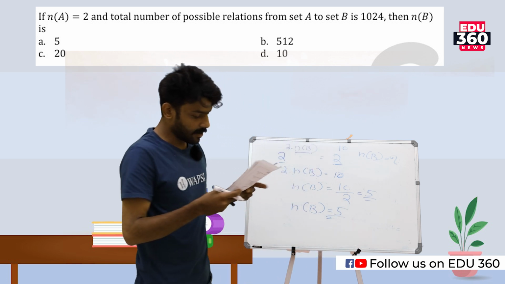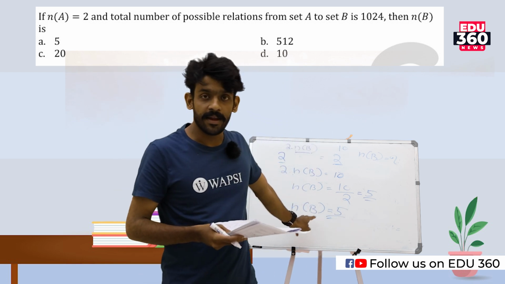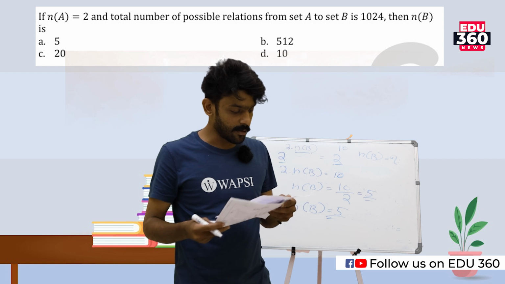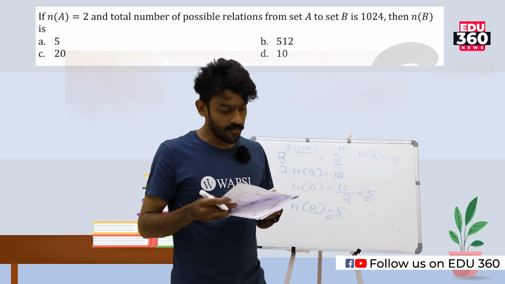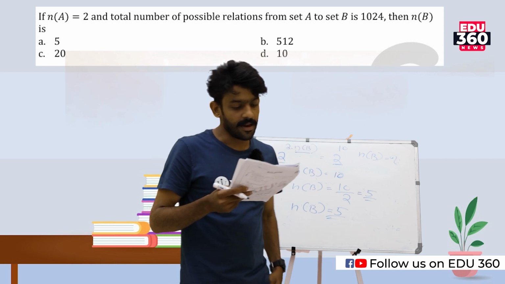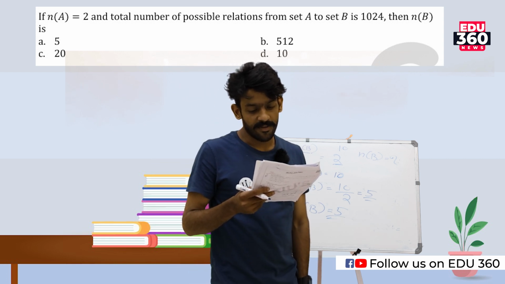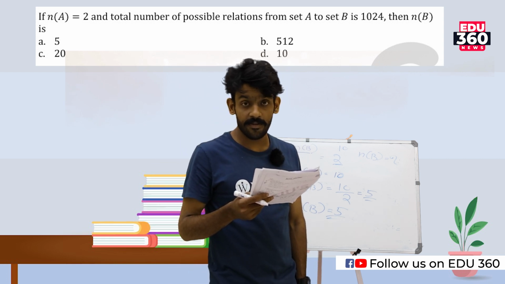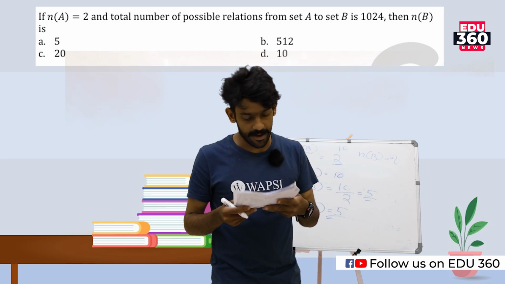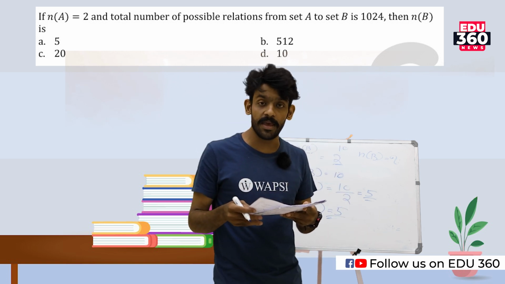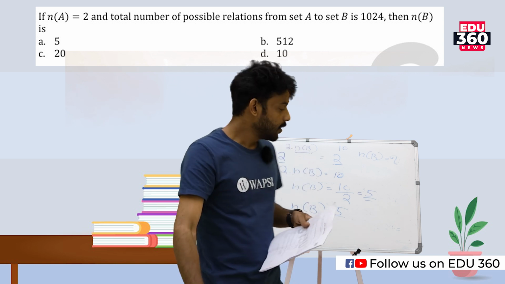So this is the answer. Number of elements in B is equal to 5. Again look at the question. Which is the correct option? We can see there are 4 options. The first one is 5, the second one is 512, the third one is 20, and the fourth one is 10. So for this question, option A is the correct answer. That means the number of elements in B is 5.